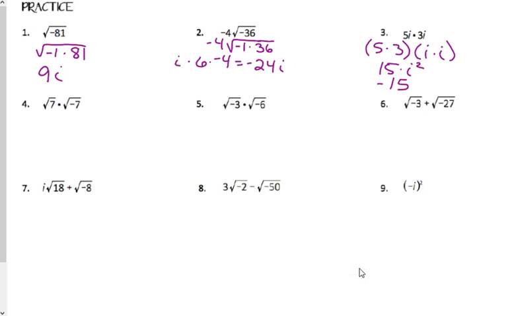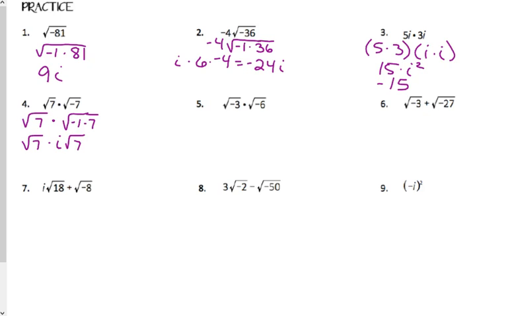All right, so the next problem we have here is the square root of 7 times the square root of negative 7. So we need to simplify first. So that's going to have the square root of 7 times the square root of negative 1 times 7. Now we can go ahead and bring that negative 1 out. The square root of negative 1 is i, so we're going to have 7 times the square root of 7. And we can still do that.